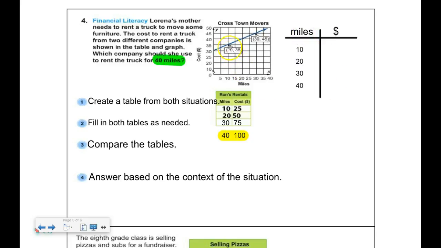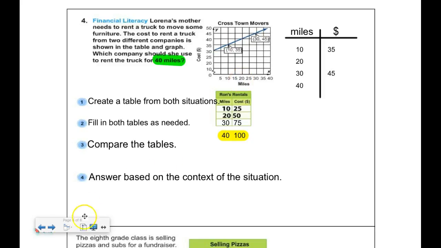So you can see based on the ordered pair they give me that it's $35 for 10 miles. I'm just going to copy and paste some of this information over here. So 35, and then if you look, 30 miles is going to cost $45. So I'm going to put in the 45 opposite that, which means that I have a couple of blanks to fill in. So 10 miles is going to cost me $35. 30 miles is going to cost me $45 right now.